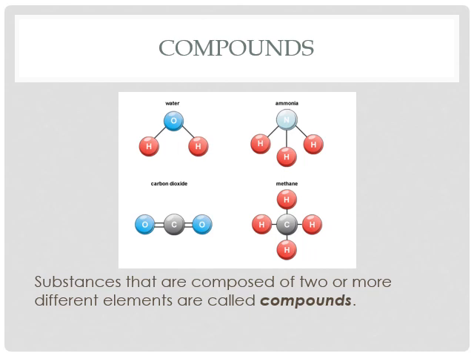Here you can see different types of compounds. Water has two types of elements, oxygen and hydrogen. Carbon dioxide has two types of elements, carbon and oxygen. Ammonia has nitrogen and three hydrogens. Methane has carbon and hydrogen. These are compounds because they have multiple different types of elements involved in them.